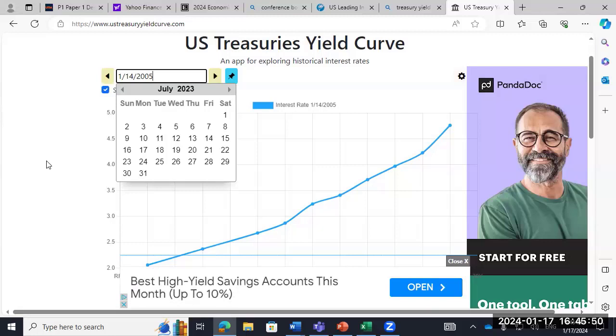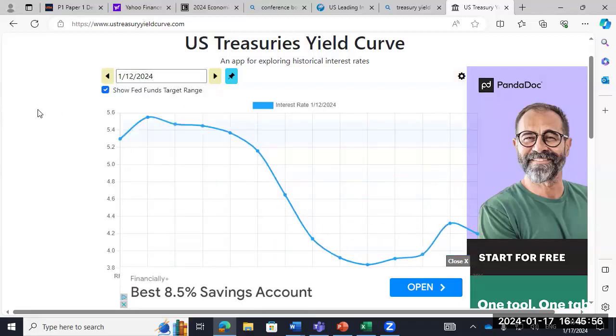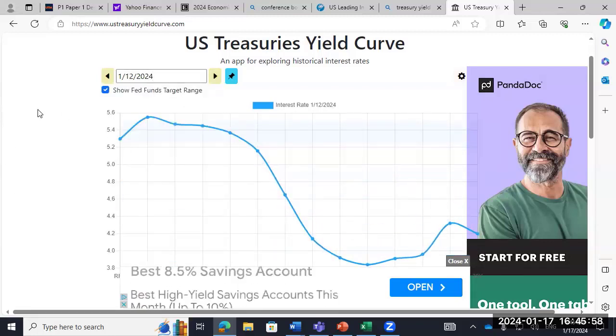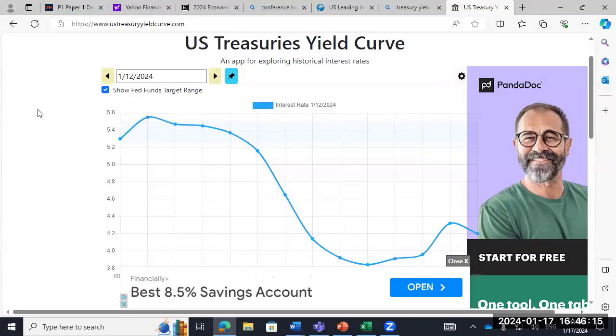So what is it today? That doesn't look steep, does it? So what word do we use for that? Inverted, right? So you can have normal at 0.7. You can have flat where it's almost the same. You can have steep where the 10-year is like at 2 or 4% and the 2-year at 1% or something, really steep. You can have flat or you can have inverted.